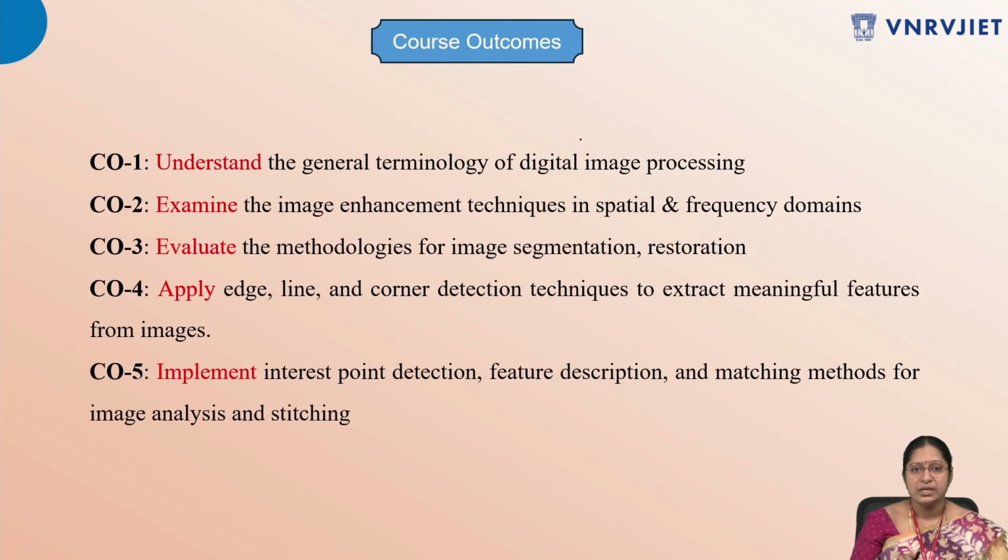Next, course outcomes. These are the 5 course outcomes. First one is, understand the general terminology of digital image processing. Imagine the image enhancement techniques in spatial and frequency domains. Evaluate the methodologies we have applied for image segmentation and restoration. Apply edge, line, corner detection techniques to extract meaningful features from images. And last one is, implement the interest point detection, feature description and matching methods for image analysis and stitching.